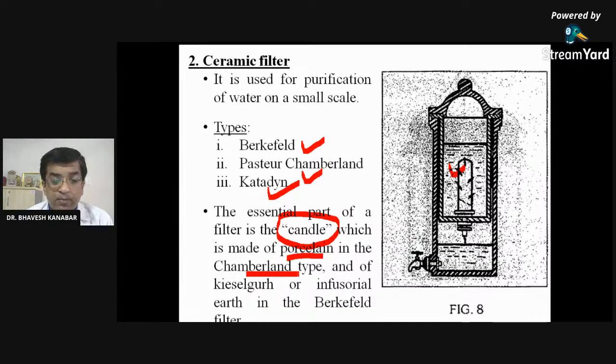And in case of the Birkfeld filter, it is made up of Kieselguhr, or infusion earth. These are words you may be hearing for the first time. Kieselguhr, or infusion earth, is a somewhat white powder, like in the case of this candle, which is porcelain white powder, and it allows for filtration.